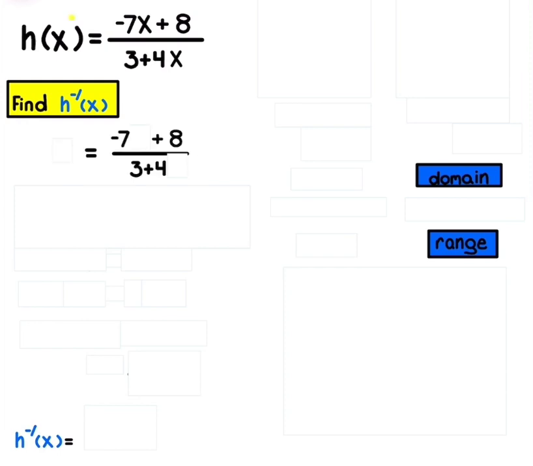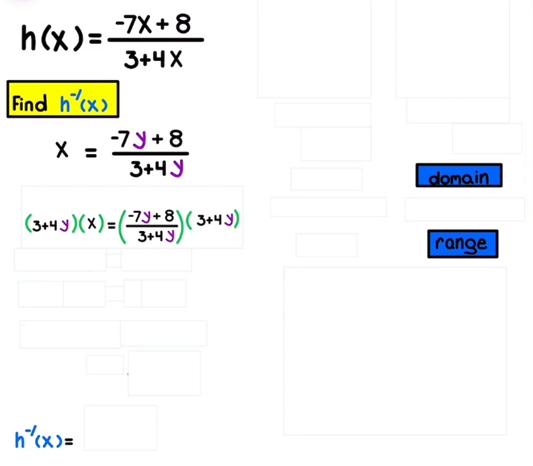We're going to replace the y in the original equation with x, and then every x in the original equation with a y. Now we're going to solve the equation we've created for y. As soon as you see an equation with a fraction, your first thought should be to multiply both sides by the denominator.